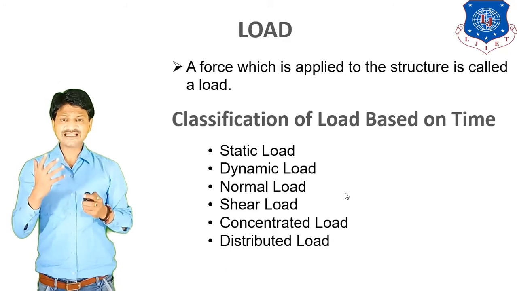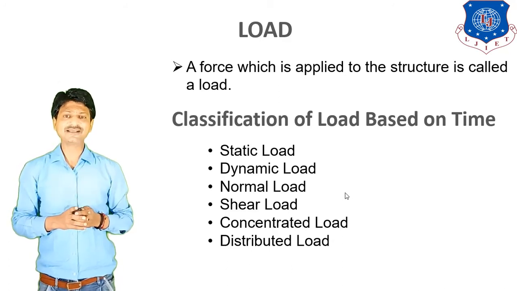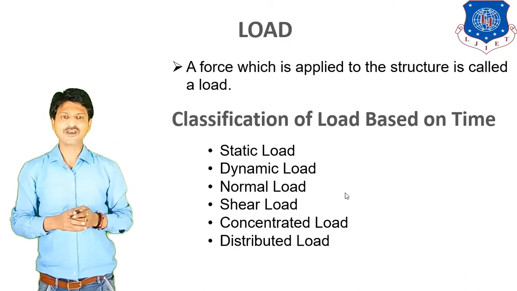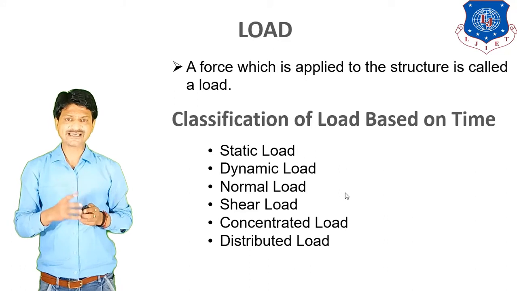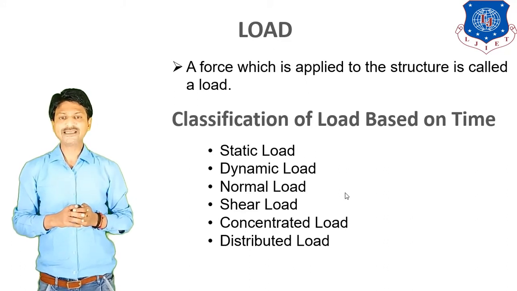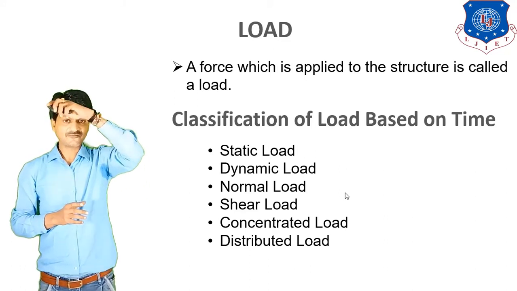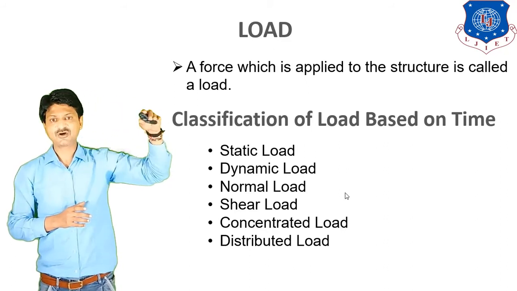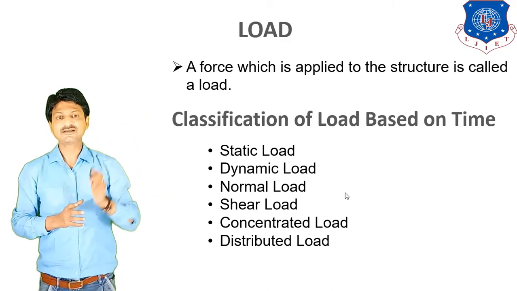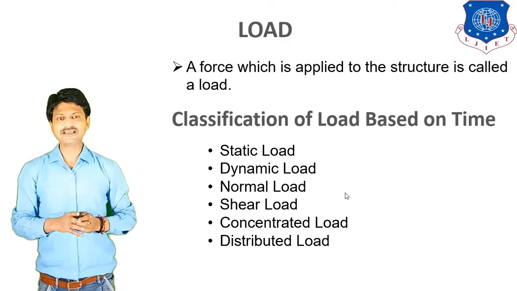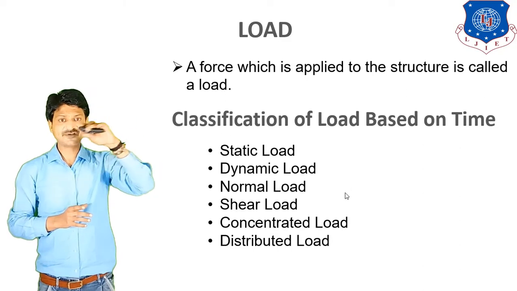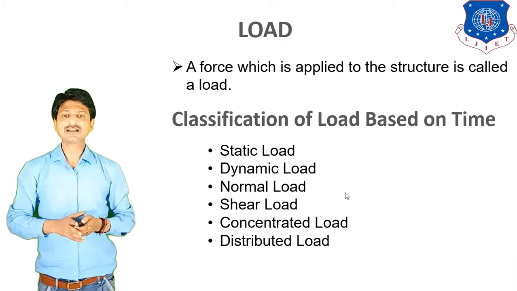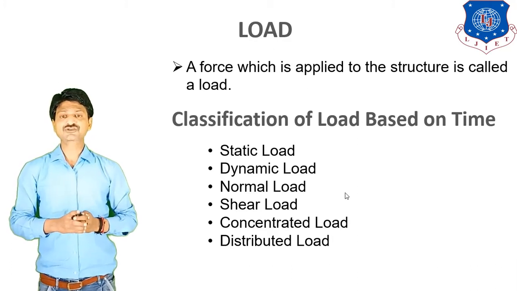Here we can say that this load is divided into two parts: uniformly distributed load and uniformly varying load. In the first case, in uniformly distributed load, the magnitude of force or load remains the same all over the surface. But in uniformly varying load, the load varies all over the surface. These two are the examples of distributed load.